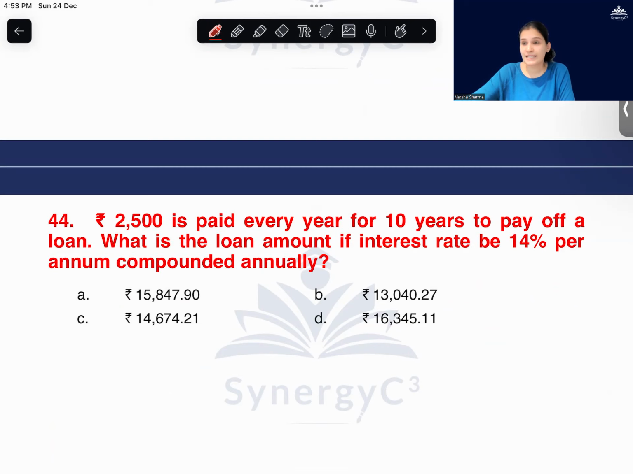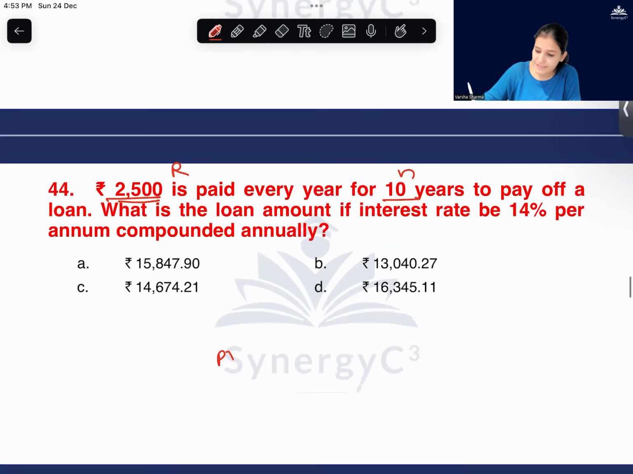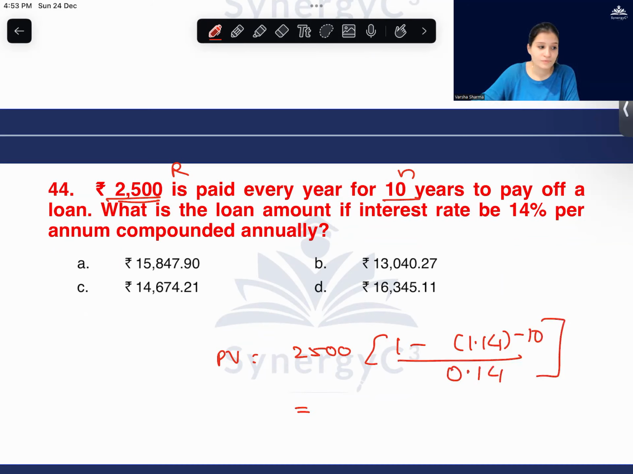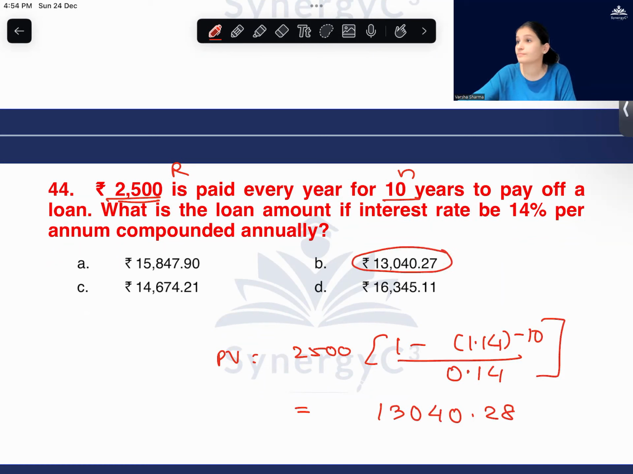Loan is always present value, ordinary annuity. So 2500 is R, N. So we have to find present value. So R, 1 minus 1.14 to the power minus 10 upon 0.14. How much? 13,040.28. Yes. So option B is the nearest value. Everyone is getting these answers in your calculator.